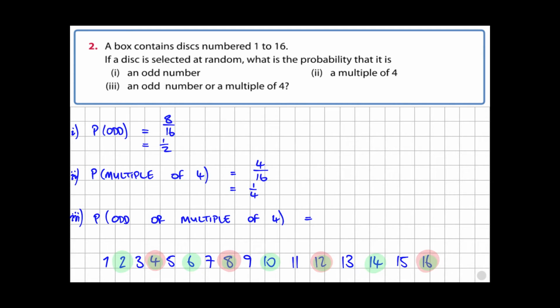So my answer there will be 8 out of 16. And that simplifies down to 1 out of 2. Okay. And you can see there the reasoning behind that is because the multiples of 4 are also multiples of 2. So we don't need to count them twice. We only count them once.